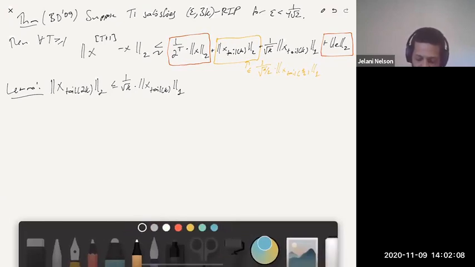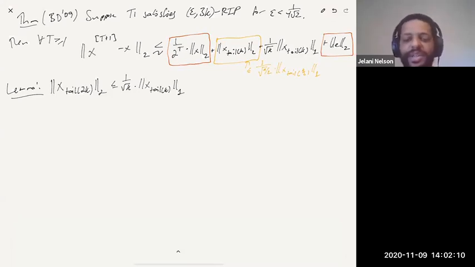If you wanted to have error that was k and not k/2, just use an RIP matrix that's actually 6k RIP, and then you pretend that your k was actually 2k. So what's the reason for this? So proof.